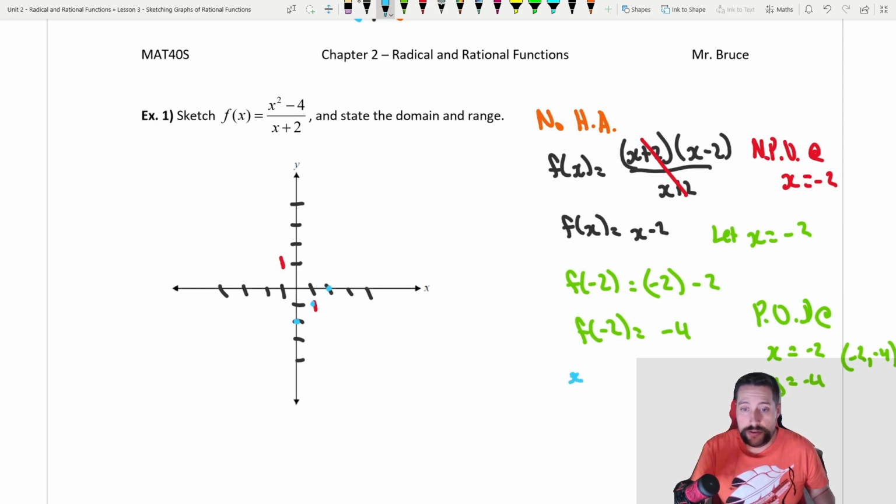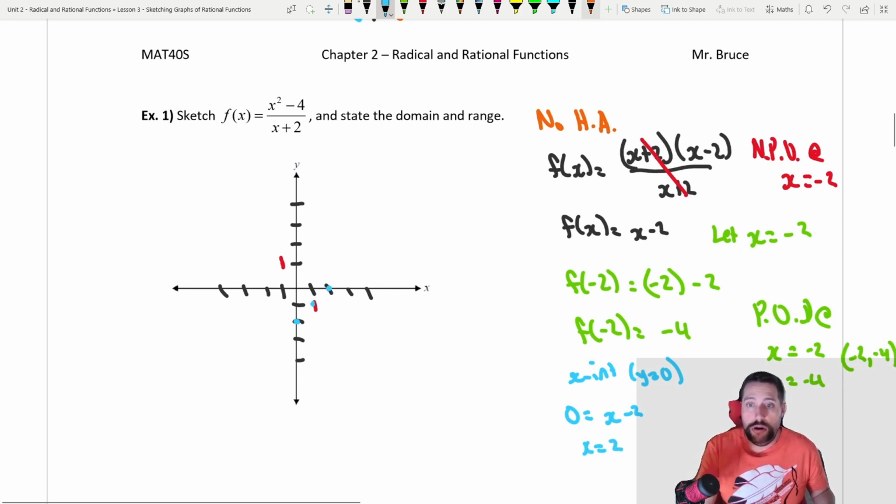To find the x-intercept, you set y equal to 0. That's part of the steps that we do. So it's going to be 0 is equal to x minus 2, which means that x is equal to 2.